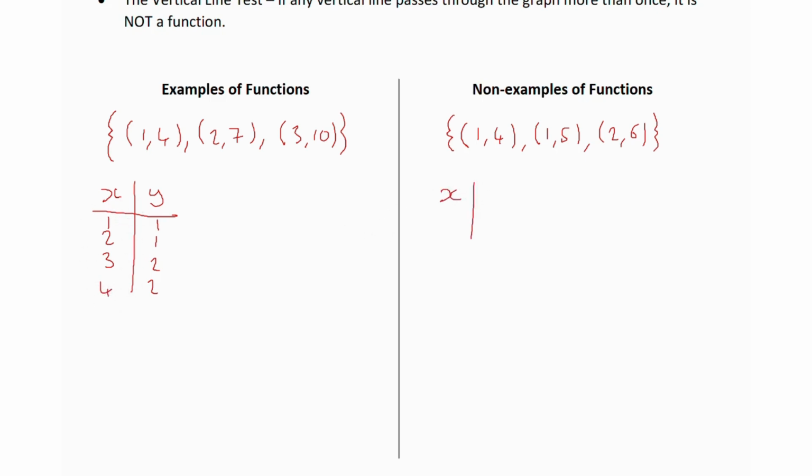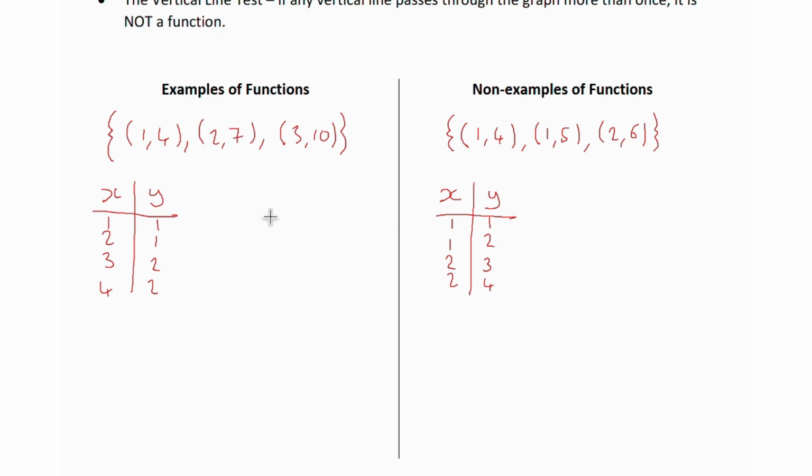On the other hand, if we had x values 1, 1, 2, 2 and y values 1, 2, 3, 4, that is not a function. Because 1 maps to different things. 1 maps to 1 and 1 maps to 2. So there is not only one value that 1 can go to. And similarly for 2. 2 can go to 3 and 2 can also go to 4. So this is a relation, but it is not a function.